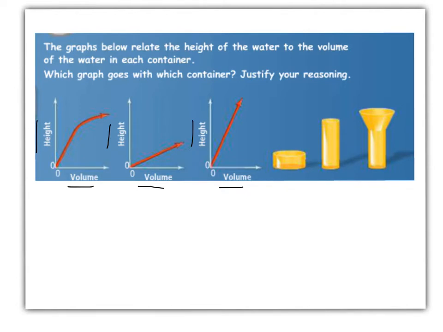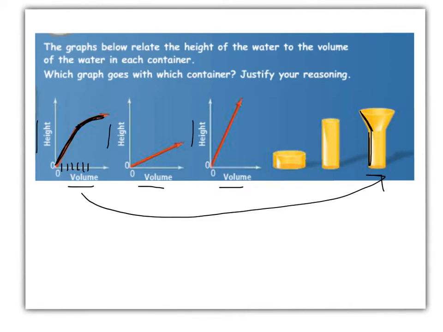So if you had to guess which graph went with which container, without knowing anything more about the graphs, what do you think you would pair up? So if you look at this first graph, what it's saying is the volume is increasing, the height is increasing at a pretty constant rate, but then the height kind of levels off a little bit. Okay, that probably goes with this last container. So the height is increasing at a constant rate. But then as it starts to fan out, the height is still increasing, but it's starting to get wider as it's also getting taller. So the height isn't increasing at a constant rate anymore.